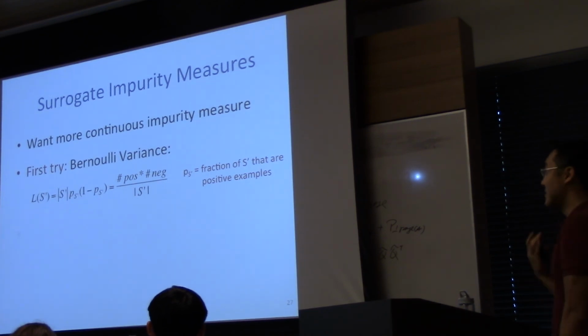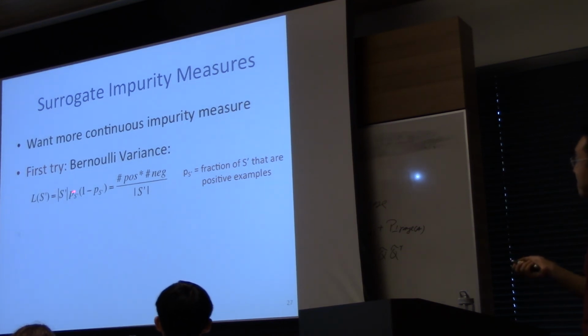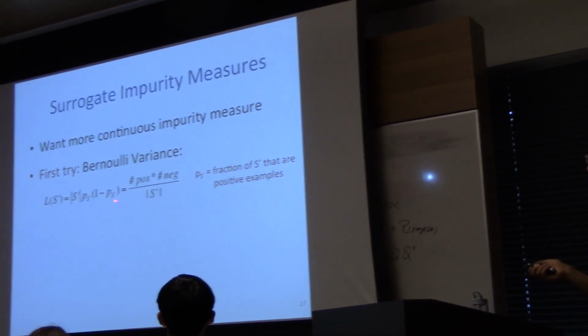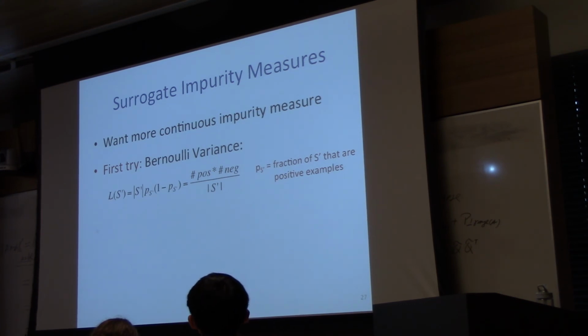And it's Bernoulli variance. Given a subset of the training data called S prime, the Bernoulli variance is basically the proportion of positives times the proportion of negatives. That's what this formula is. Bernoulli variance is normalized by the number of training examples, but we're going to use the unnormalized version, so that it expresses a sum over the entire training set.